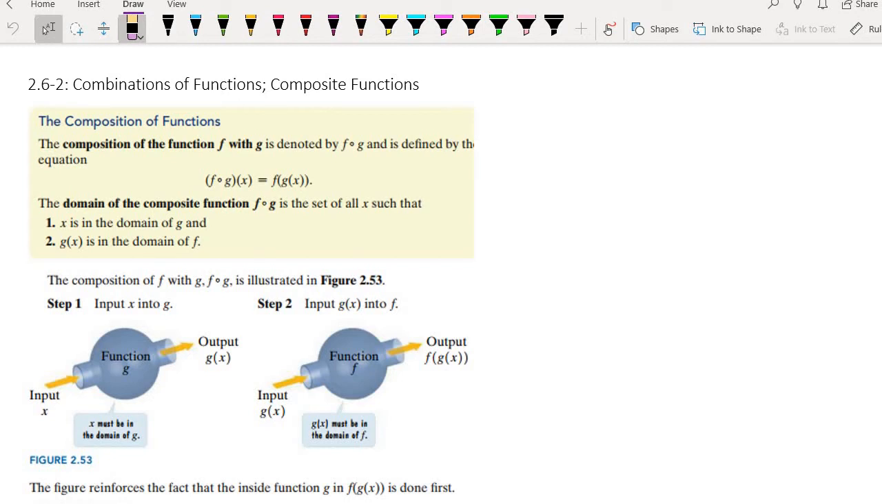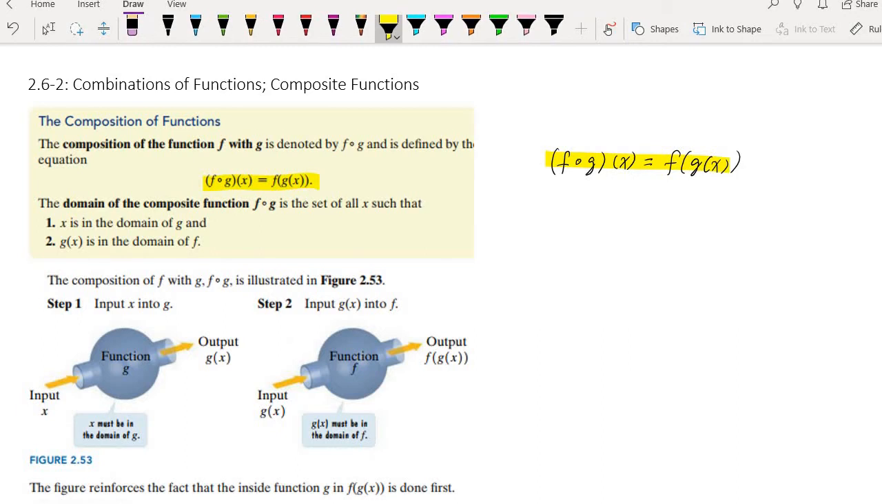Hello guys, today we're going to finish 2.6 composite functions. Here we have a formal definition for the composite functions. So you can pause this video to look at this definition. The main part we want to know is that anytime we have something like this, it is read as f of g of x, and this is equivalent to f of g of x.